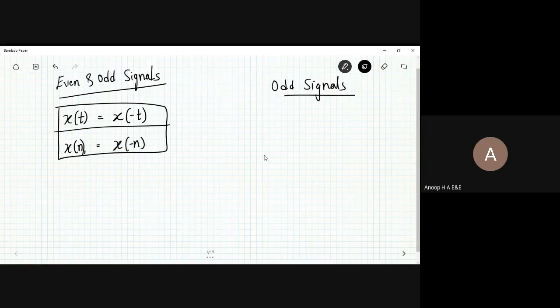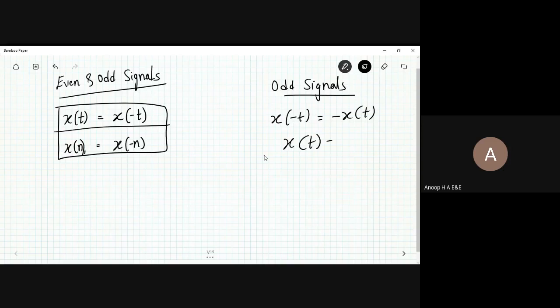Okay, this is an odd signal. If I want to write an odd signal, again, what do I do? x of t would be equal to minus x of minus t. So x of t, the original signal, is equal to minus x of minus t, and that is for the odd signal. So x of minus t will be equal to minus x of t. So this is being present.